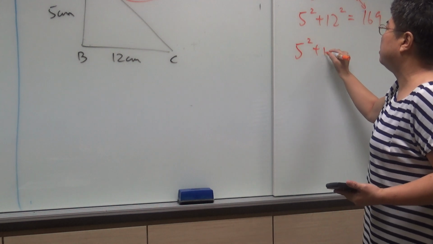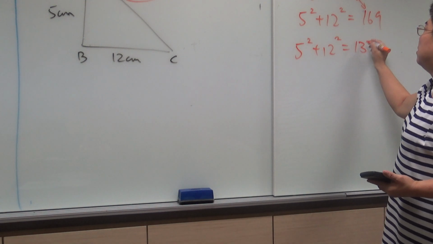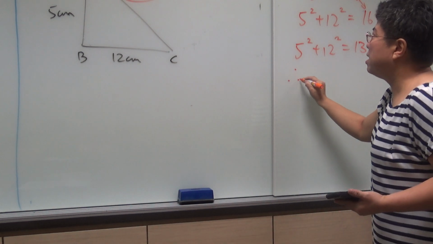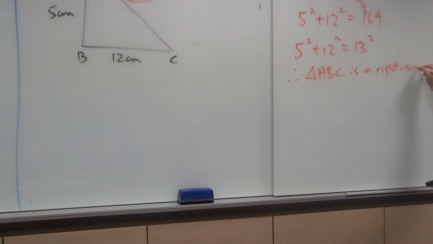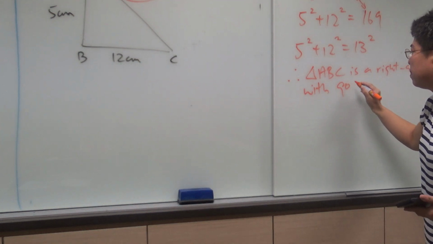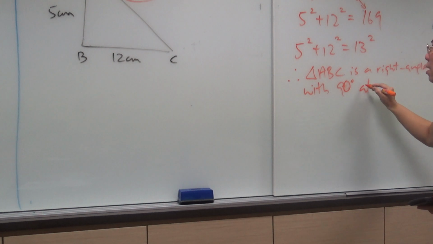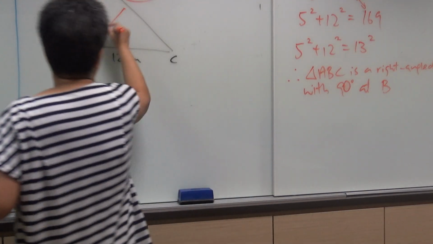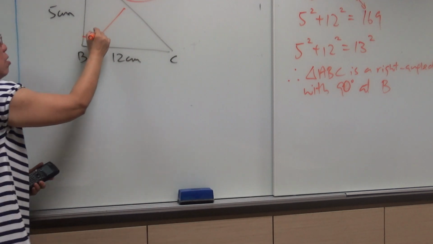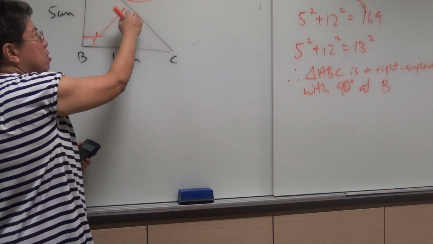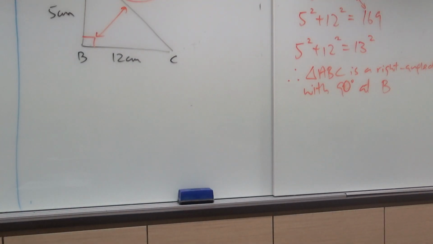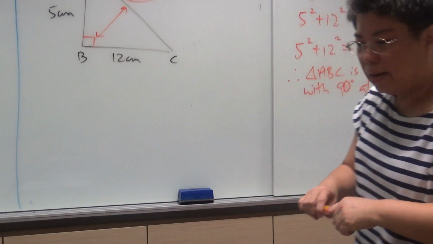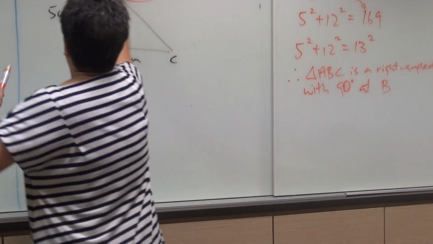So, you will write. Okay, since they are equal, you write like that. So, therefore, triangle ABC is a right angled triangle with 90 degrees at B. This is the longest side. This will be the right angle. Okay? It's opposite. Remember? The hypo is the longest side opposite the right angle. Okay? So this is how you prove whether a triangle is a right angled triangle. Okay, let's go to another example.